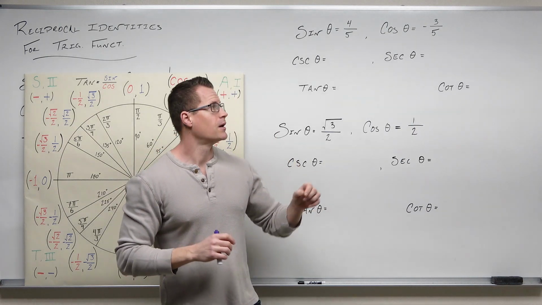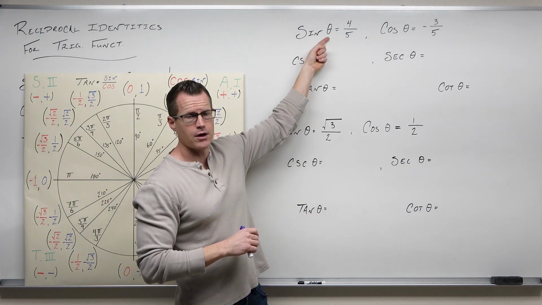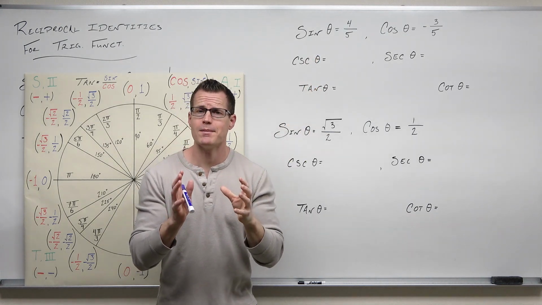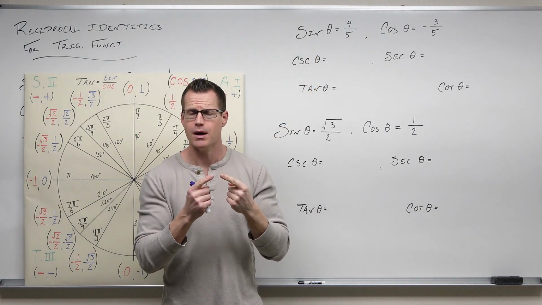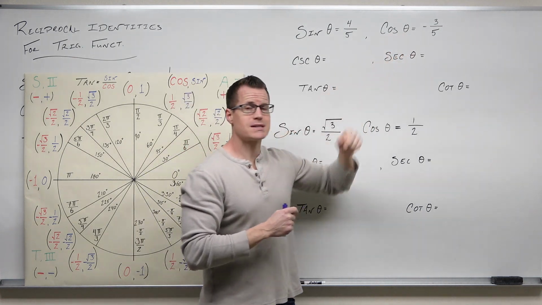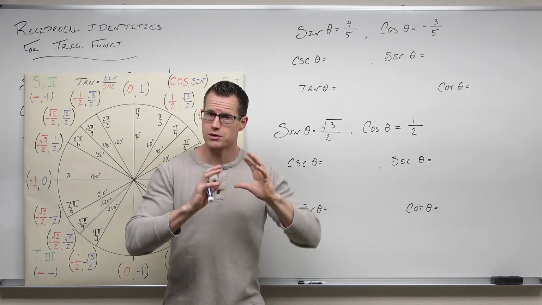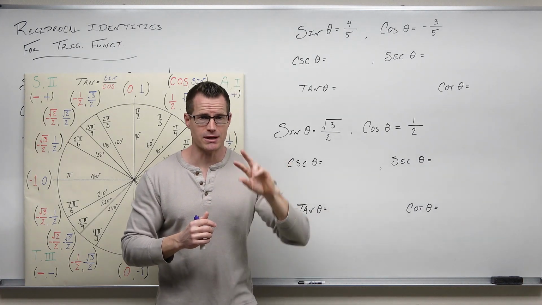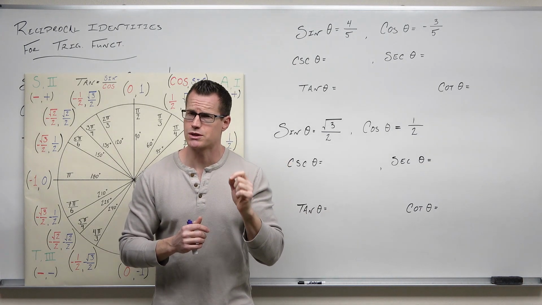We should understand that if sine is positive, so is cosecant. That's why I'm having you make that relationship between them, because they'll always have the same sign. If cosine's negative, secant's negative. Again, those pair up. Those are reciprocals of one another, so they have to have the same sign. Taking a reciprocal does not change your sign.